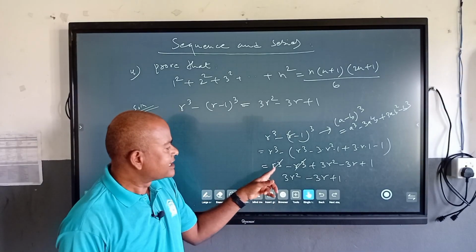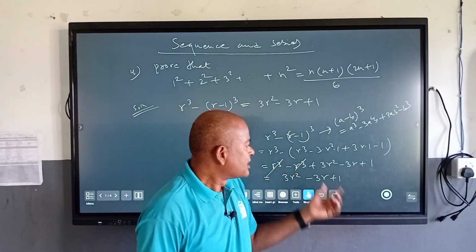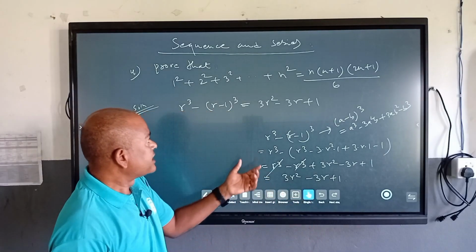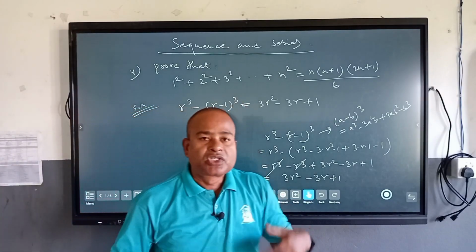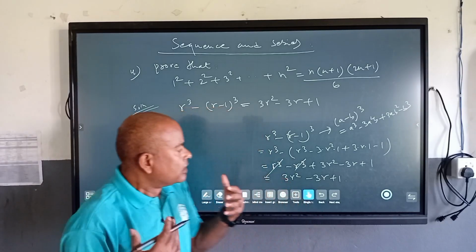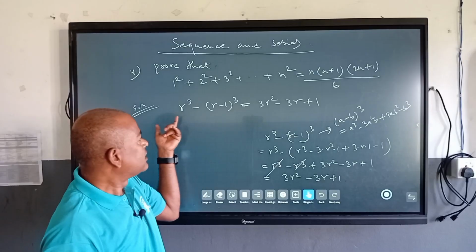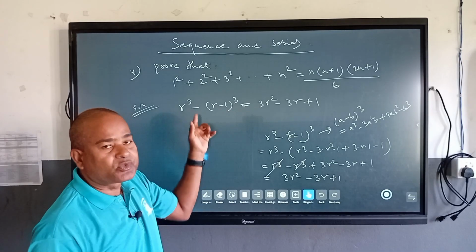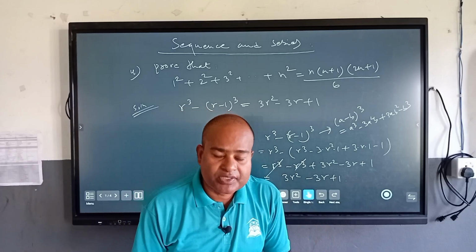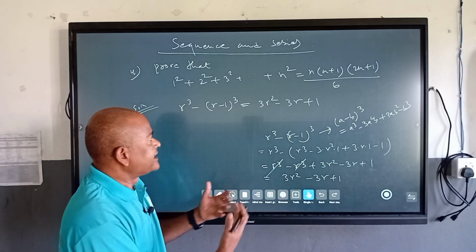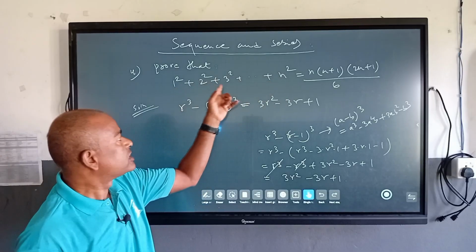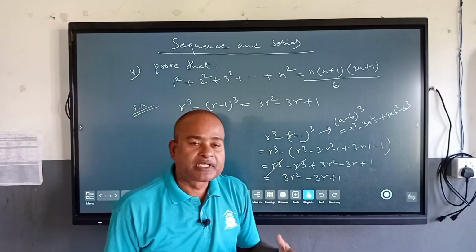So dear students, we can cancel r cube and minus r cube. Then the remaining terms are 3r square minus 3r plus 1. So dear students, in order to find the sum of the squares of first n natural numbers, we have to take the algebraic expression r cube minus r minus 1 whole cube equals 3r square minus 3r plus 1, which will generate the series which is 1 square plus 2 square plus 3 square plus up to n square.